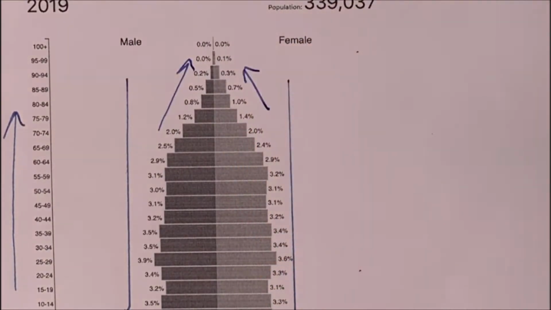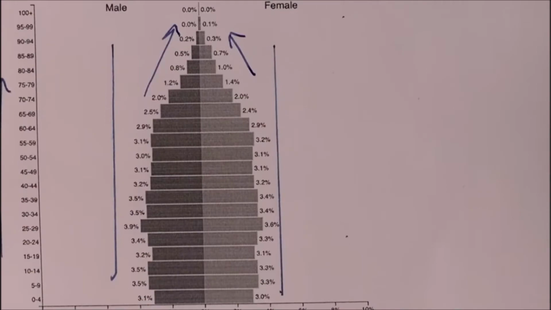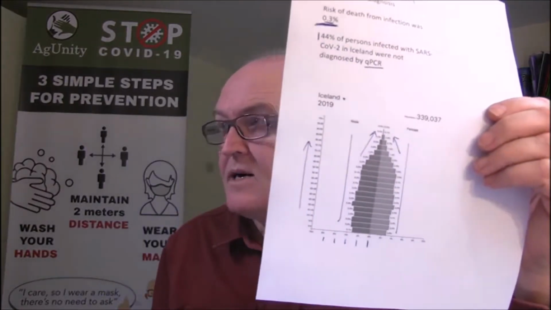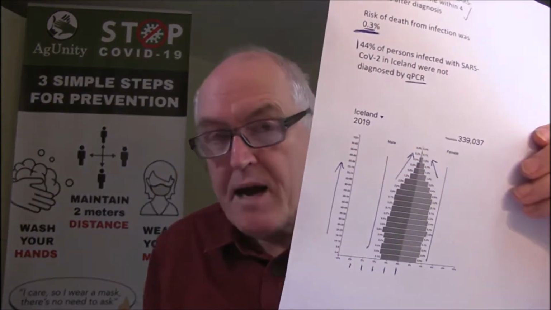We normally see this sort of drop off with old age. This is the typical pattern that we get in Western countries. Now, the reason I'm stressing this is any country with a similar shaped population pyramid to Iceland may go on to have a similar infection fatality rate, because according to the Australian data, age demographic accounts for about 90% of the risk of death.